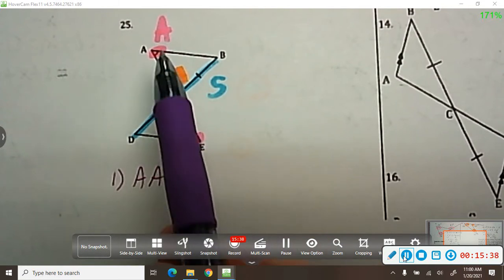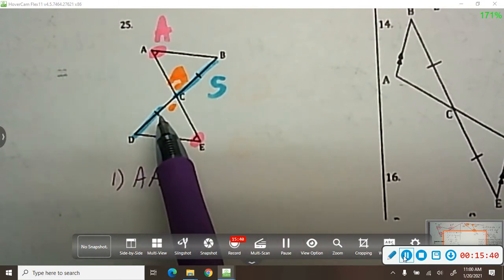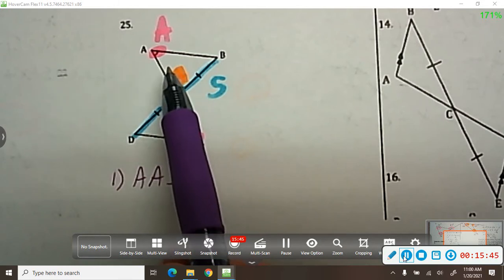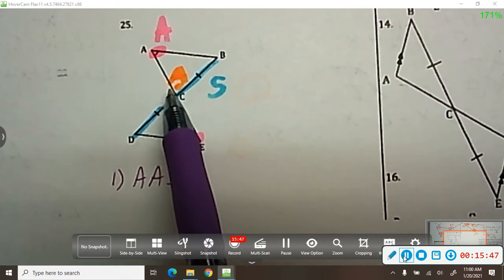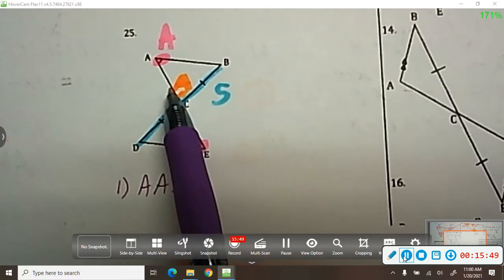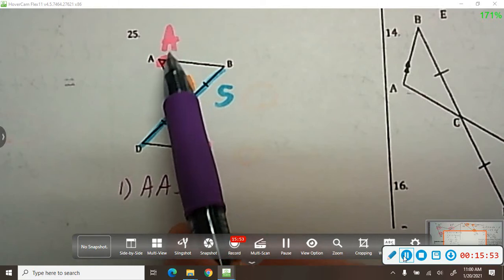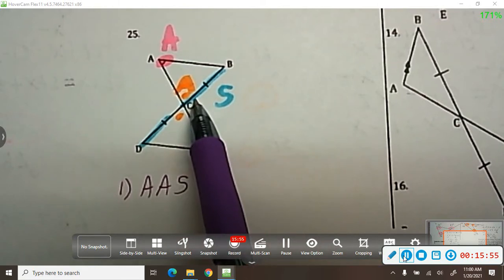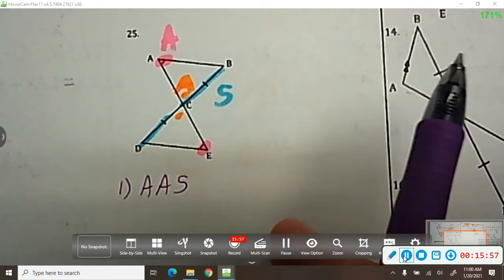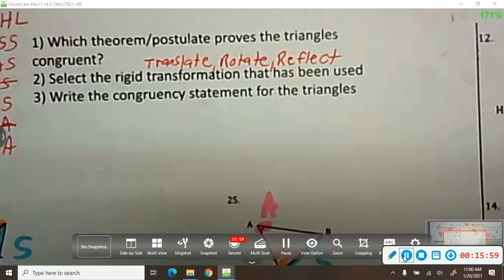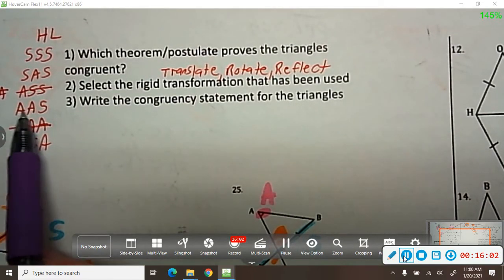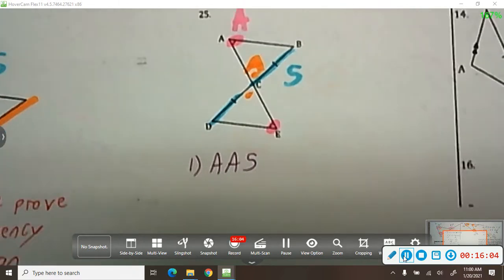Now you might be thinking, why is it not ASA? It's not ASA because when we filled out our notes, in order for it to be angle side angle, the side has to be between the two angles. So had it been this side, which is between the two angles, then it would be ASA. So this one is actually AAS, which is a theorem, AAS, or postulate.